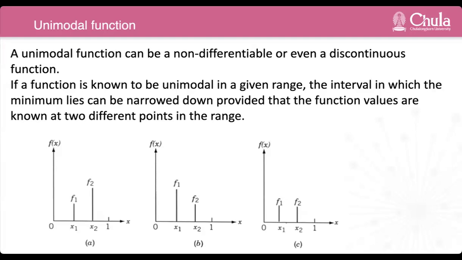What about B? For B, which part can we remove? Yes, 0 to x1. What about C? We have f1 equal f2. We can remove 0 to x1 and also x2 to 1, right? The minimum point lies here for sure.